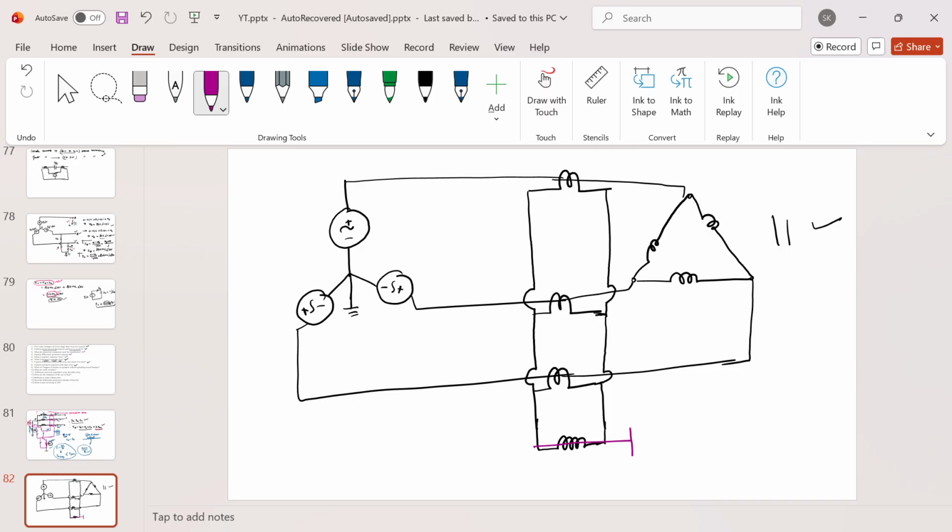Now, this is also my protection zone. Anything that does not come under this protection zone, the relay should not send the trip signal. Now let's say you got a fault here, outside the zone. Okay, now what will happen?